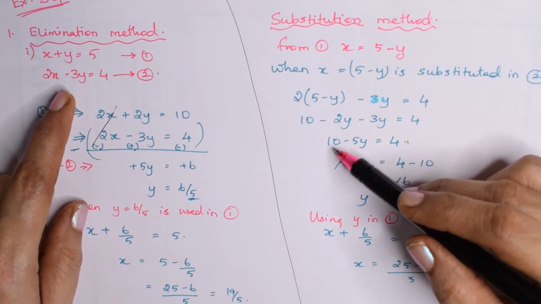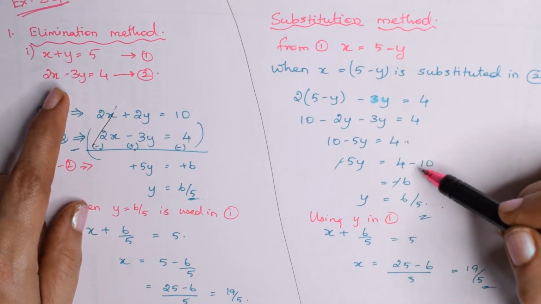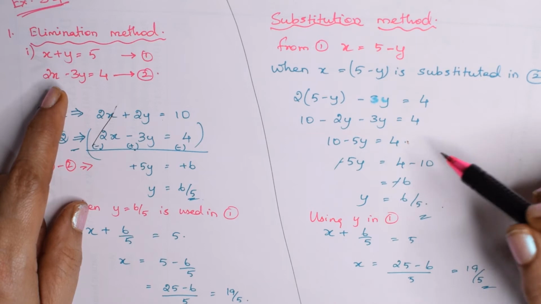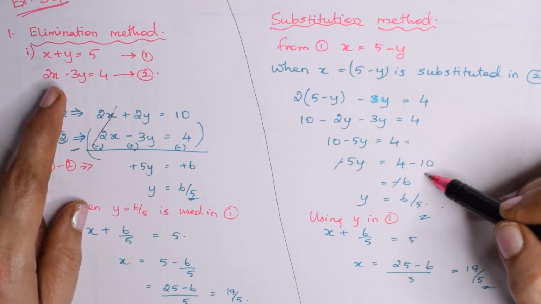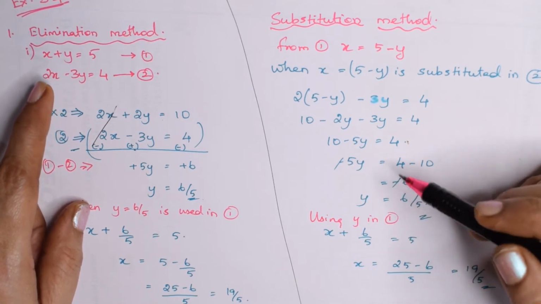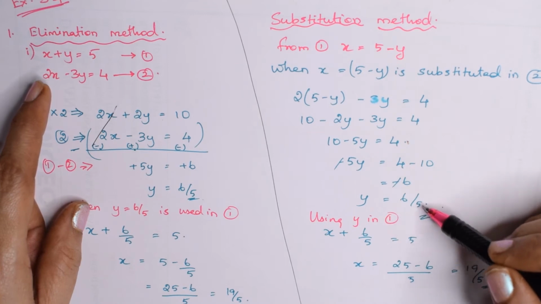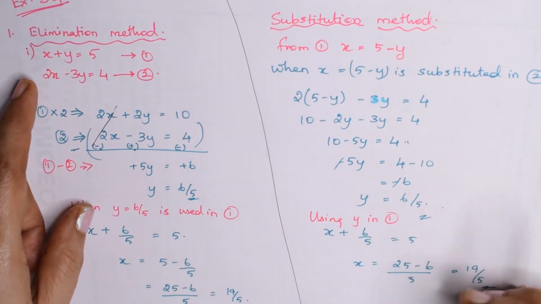Then again I bring the 10 whole number to the right hand side, it becomes minus 5y is equal to 4 minus 10. This 10 when it crosses the equal to, it becomes minus 10. So minus 10, and so the value becomes minus 6, and when I cross both the sides, I got minus, so I cross it, and so y's value becomes 6 by 5. I can cross check it here, again y's value is 6 by 5. Yeah, I got it correct.